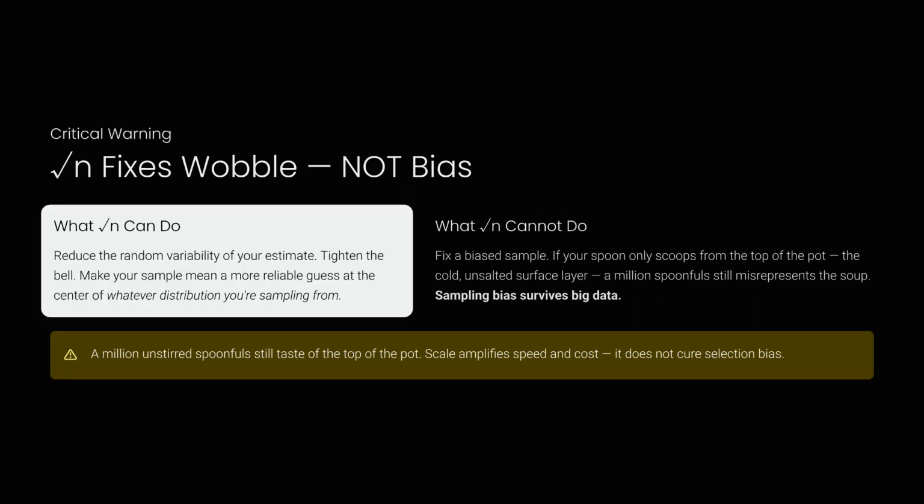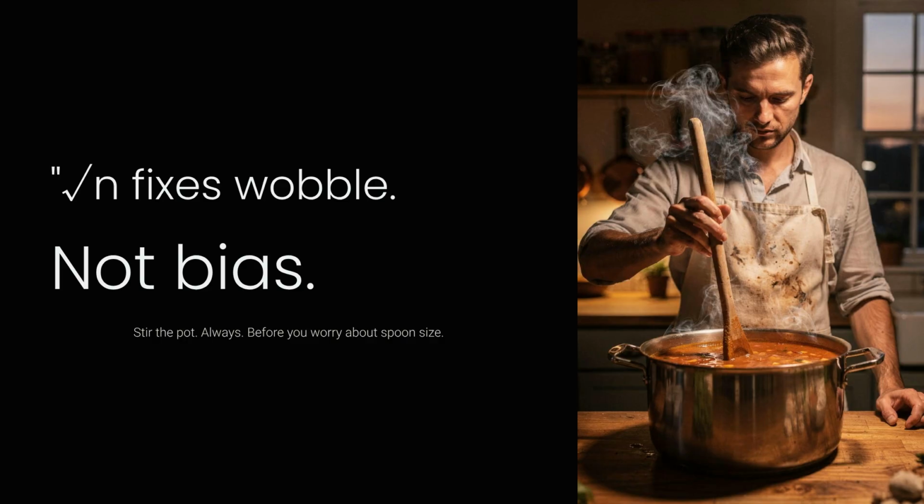A critical warning: the square root of n formula only fixes wobble. It does not fix bias. If your sample is skewed or unrepresentative, 1,000,000 observations will just make you more precisely wrong. Remember, fix your sampling design first. Always stir the pot before you worry about the size of the spoon you are using to take your sample.